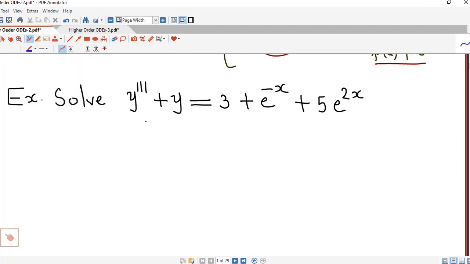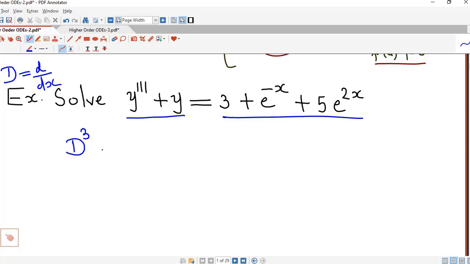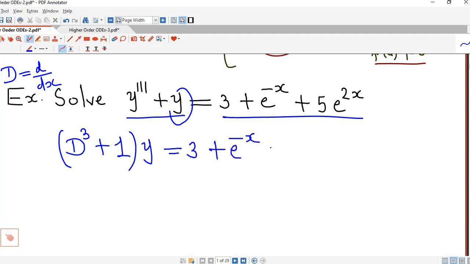Solve the differential equation y triple dash plus y equal to 3 plus e raised to minus x plus 5 times e raised to 2x. So first we write this in terms of this capital D notation. Capital D stands for d by dx. So we can rewrite the given differential equation as, because we have a third order derivative, it becomes D cube y, and there is no derivative here, it is y only. So this we can rewrite as D cube plus 1 y equal to 3 plus e raised to minus x plus 5 times e raised to 2x.